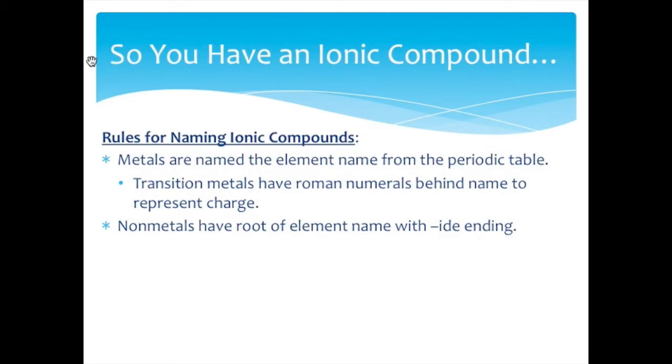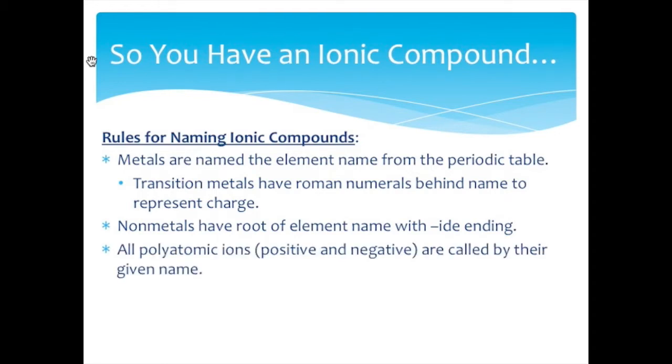All polyatomic ions, positive and negative, are called by their given name. That's why we spent so much time studying them, so that you can recognize them, find them in a formula, and be able to name them accordingly. So let's do an example.